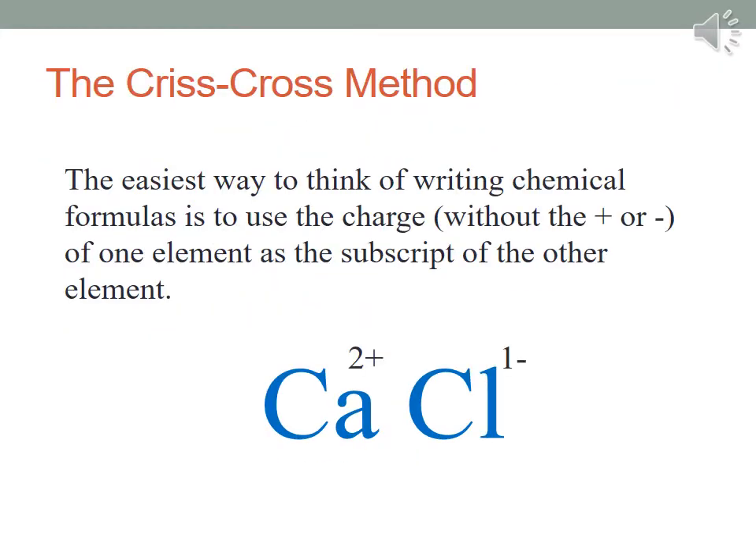So how do we get from our chemicals with their charges to the chemical formula? We use what's called the crisscross method. The easiest way to think of writing a chemical formula is to use the charge without the plus or minus of one element as the subscript of the opposite or other element. So down below we have calcium with a 2+ charge from the periodic table, and chlorine with a 1- charge from the periodic table.